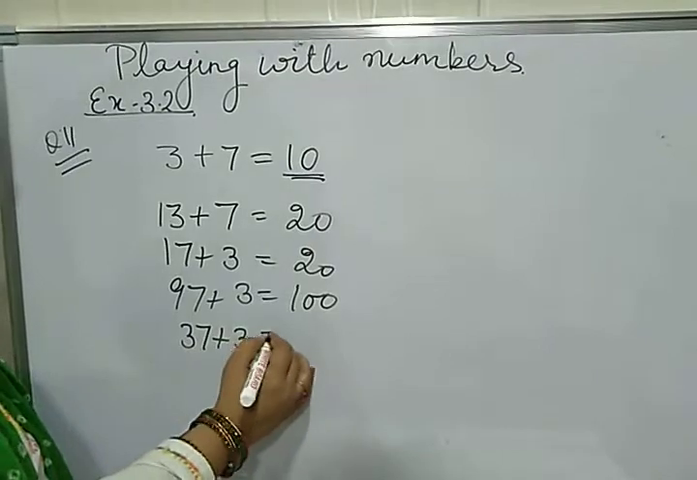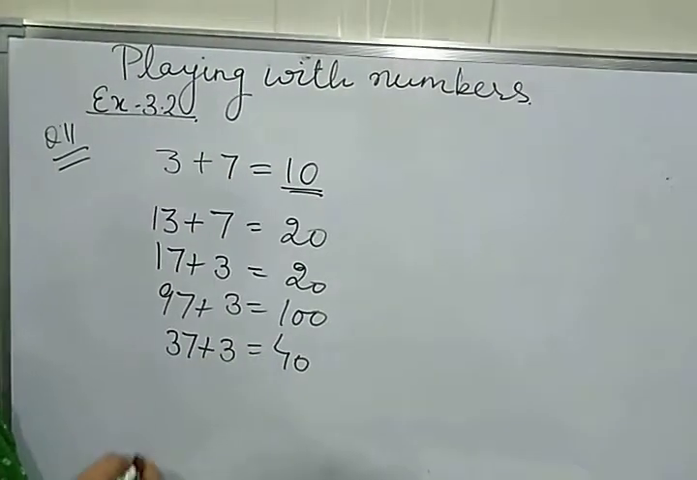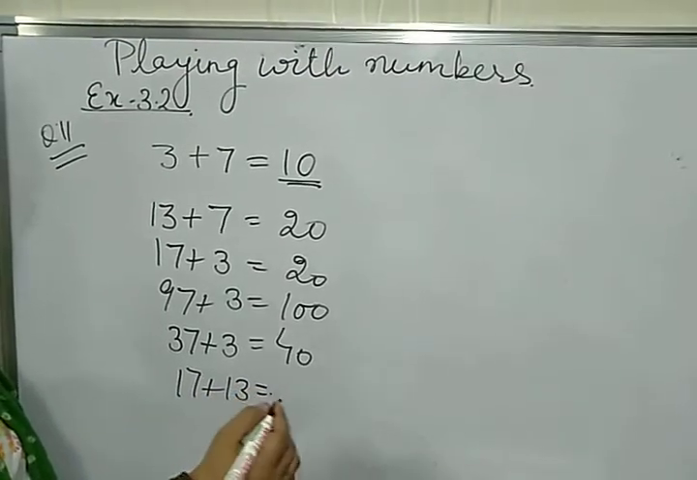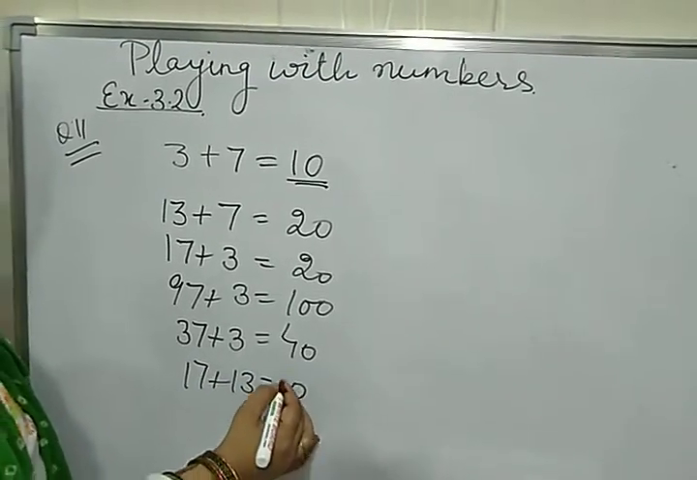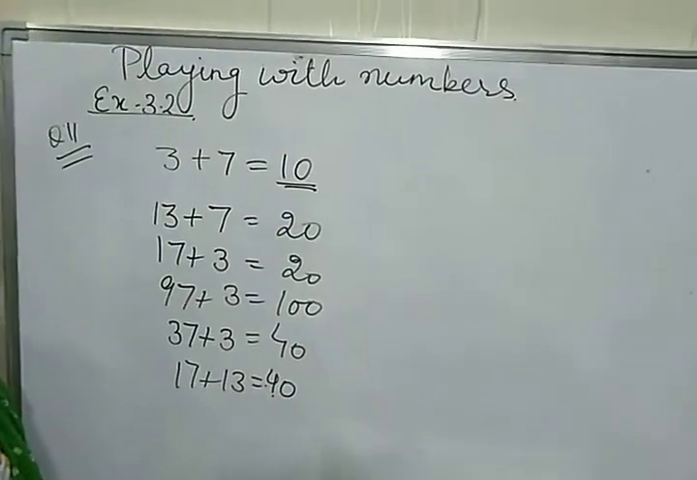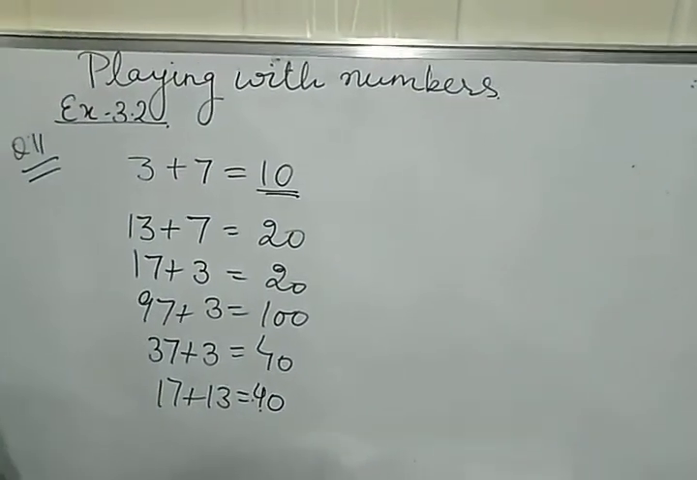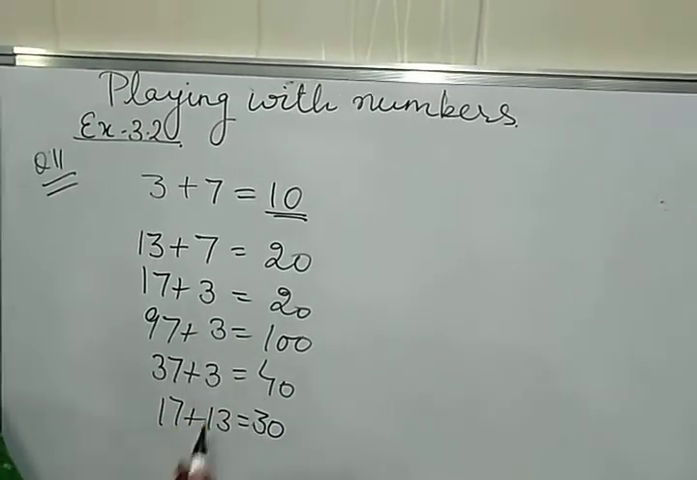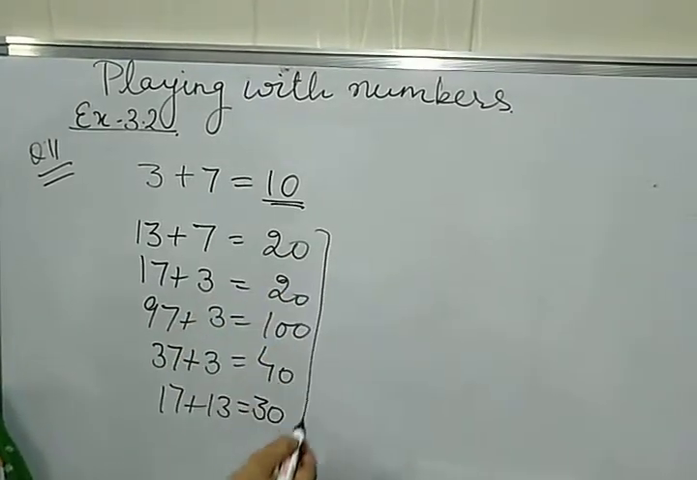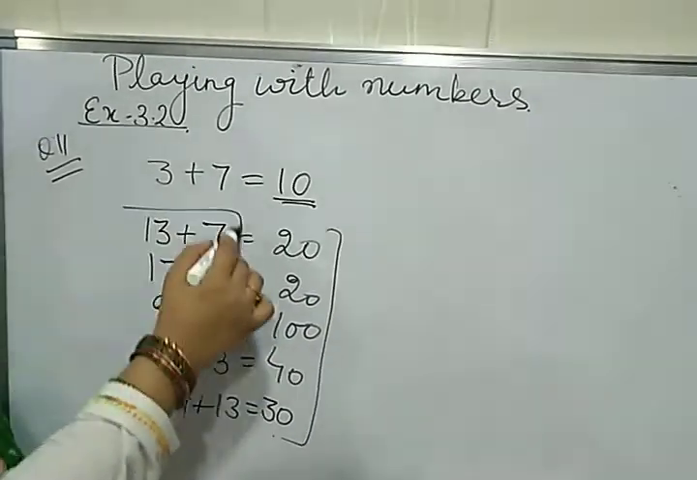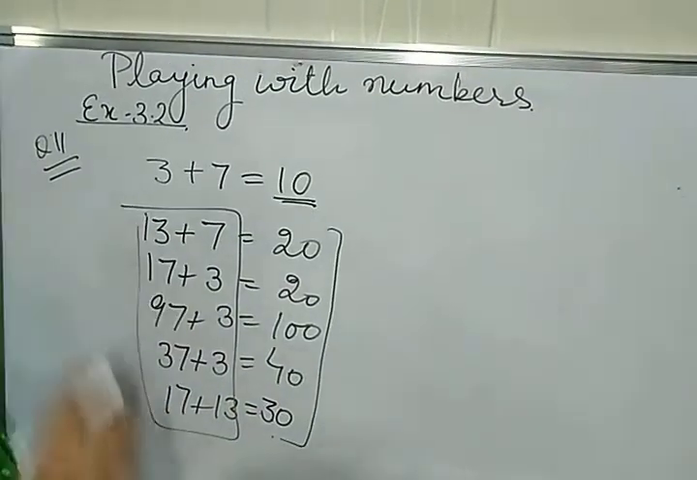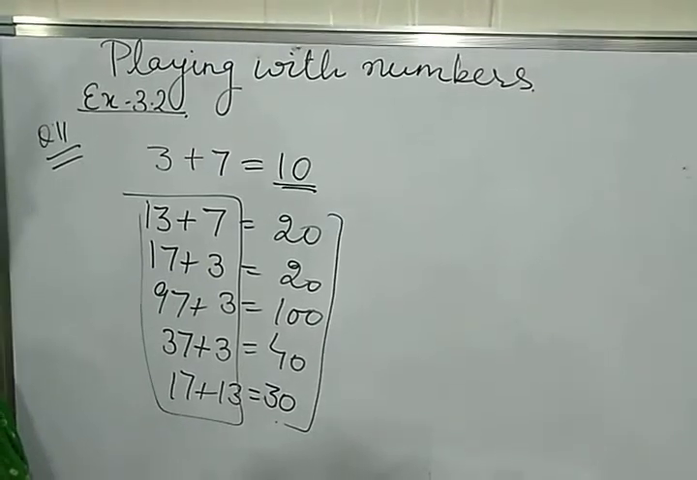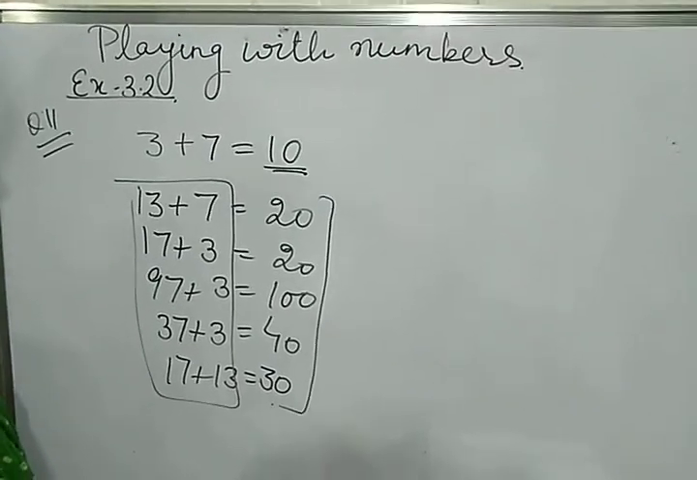37 plus 3 equals 40, that is divisible by 5. 17 plus 13 equals 30, that is also divisible by 5. Now here all the numbers are divisible by 5 and these are the sum of two prime numbers. In such a manner we can make more pairs also, but here they have asked only 5 pairs, so we have written only 5 pairs here.